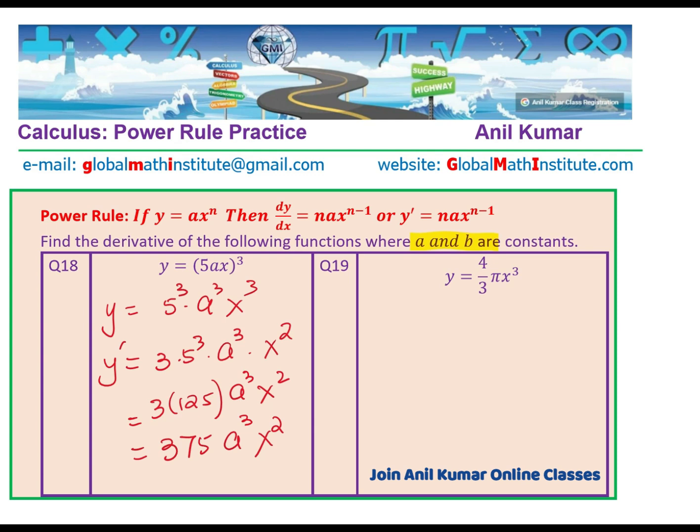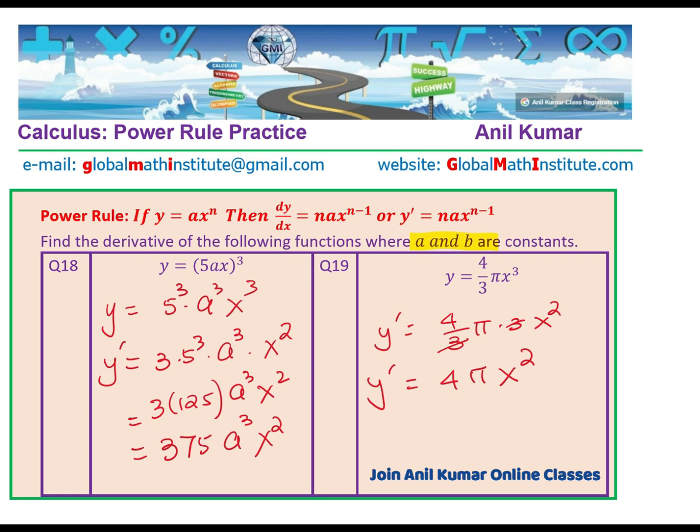Question number 19. y equals to 4 by 3 pi x cubed. Derivative will be 4 by 3 pi, these are constants, and x cubed can be written as 3x squared, right? So writing the derivative after that constant becomes sometimes simpler. Now you can simplify cancelling 3's and you get 4 pi x squared, right?